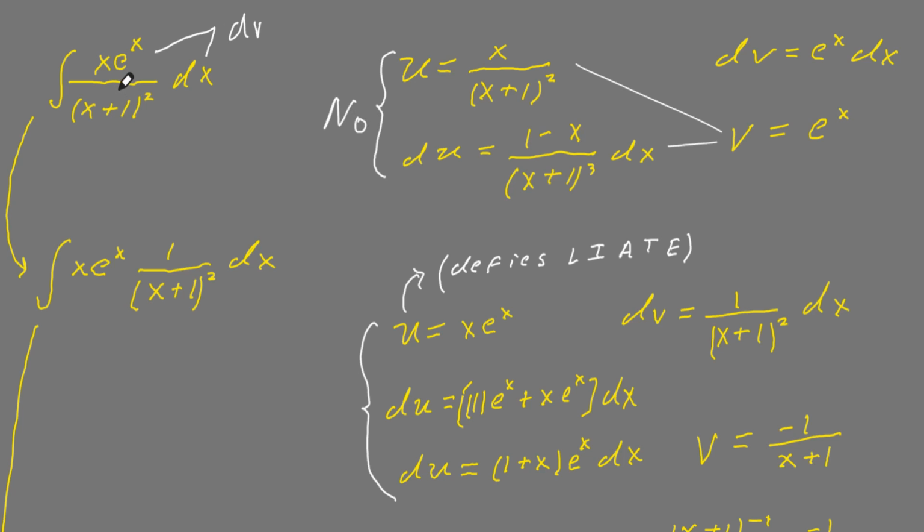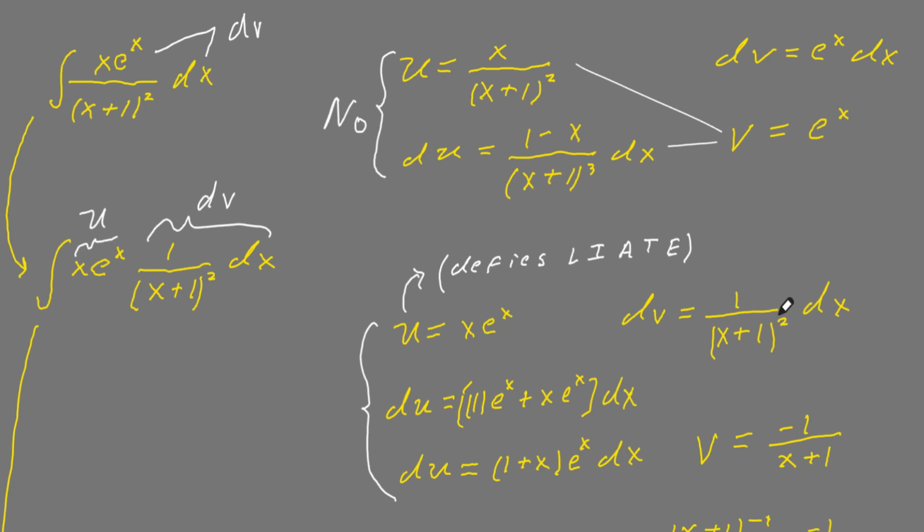But what you could do over here is split up the integrand, so you'd have x times e to the x, multiplied by 1 over (x plus 1) squared. So you could let the dv equal this part, which you can integrate pretty easily, and then what's left over will be equal to u. So you have u equal to x times e to the x, and dv is equal to 1 over (x plus 1) squared dx.